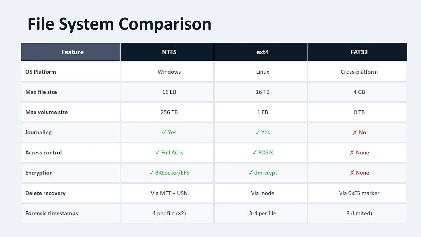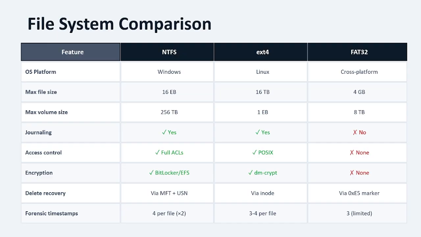I mean, pretty much any operating system understands FAT32 natively. The maximum file size is 4 gigabytes with a maximum volume of 8 terabytes. I believe there's a 4 terabyte limit as well, and I can't remember exactly what that 4 terabyte is. There's going to be a power of 2 limit for all of this stuff. It doesn't support journaling, access controls, or encryption.